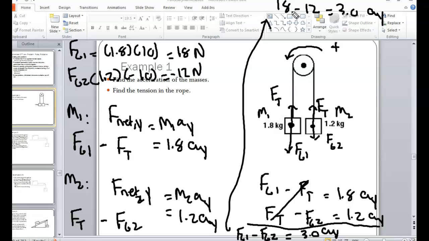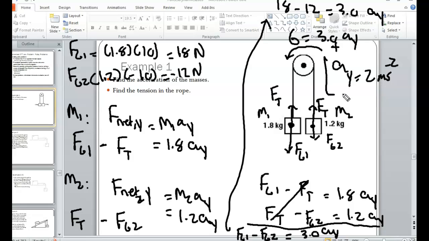Okay, so that's why it's not 18 minus negative 12. It's 18 minus 12. The way I have it here is correct. So that would be 6 equals 3 times ay. Ay is going to be 2 meters per second squared. And now that I have ay, I can easily find FT by just plugging back into one of my other equations and solving for FT.